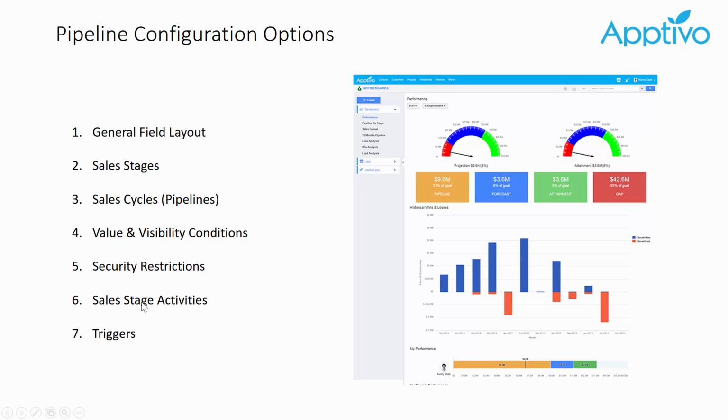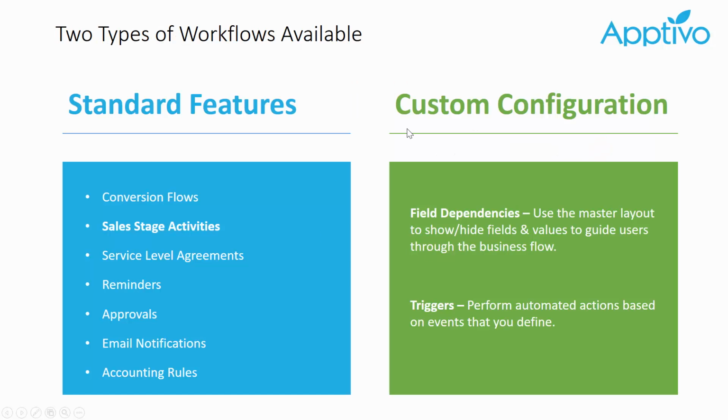But what we're going to do is focus in on just number 6. Let's quickly cover what types of workflow are available, which we kind of covered in the previous one, but just to put it into perspective, you've got a standard set of features, and then there's ones that are more custom, based on what you generate. So the sales stage activities is what we consider a standard workflow feature. They're generally easier to implement.